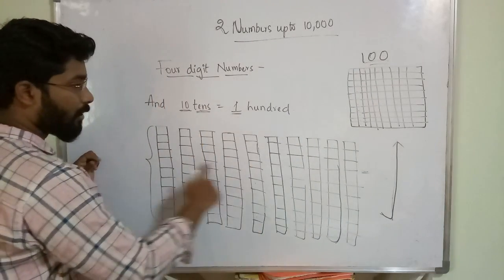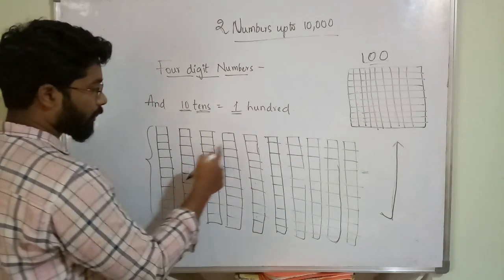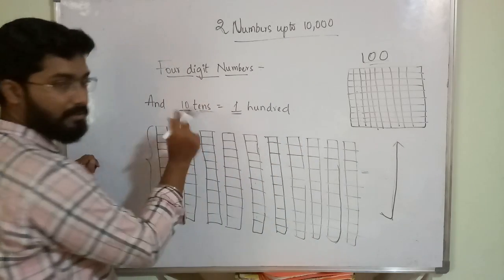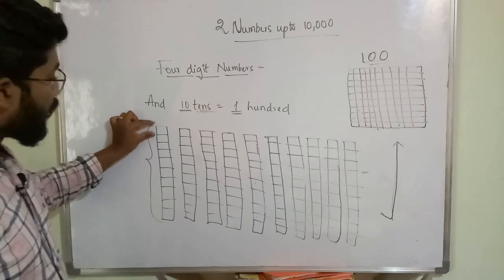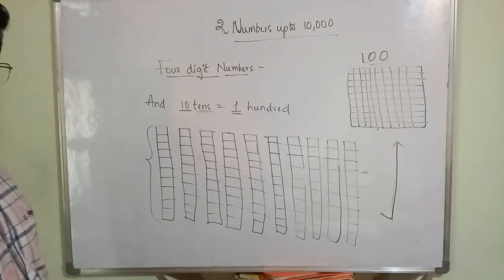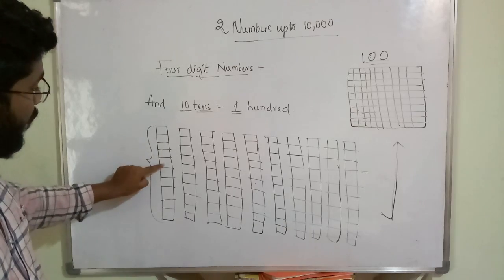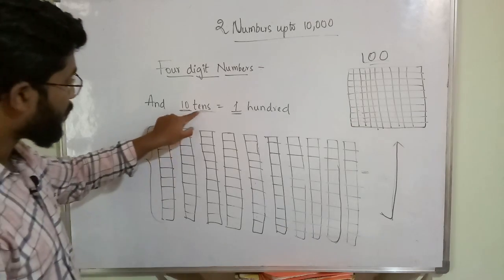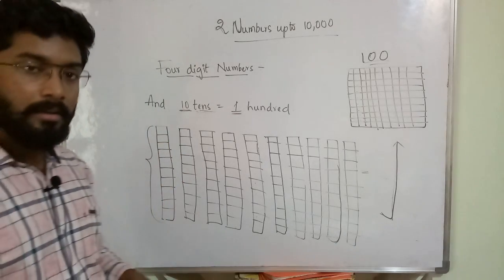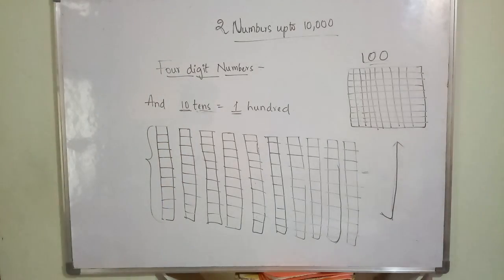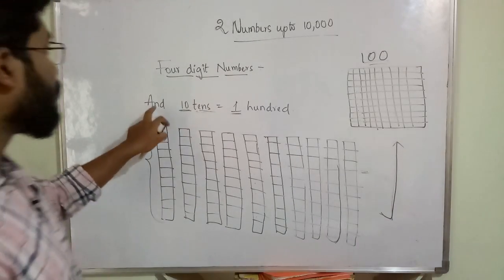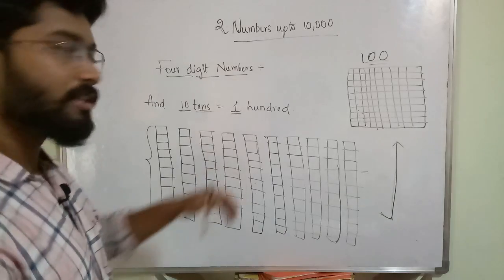Here 10 means 10 number of taller boxes. 1 2 3 4 5 6 7 8 9 10. And this tens, in words, represents the number of smaller boxes in the larger box, in the taller box. Okay, so 1 2 3 4 5 6 7 8 9 10. This tens represents the number of smaller boxes incorporated in the taller box. Okay, so we have completed understanding 10 tens equal to 100 in 4-digit numbers.